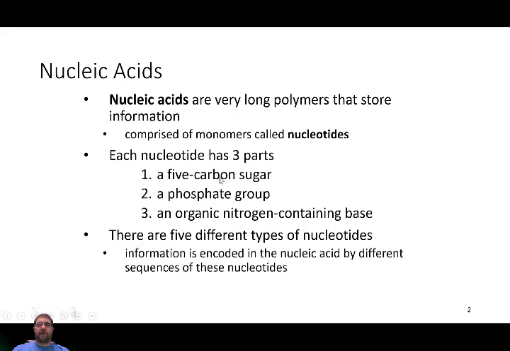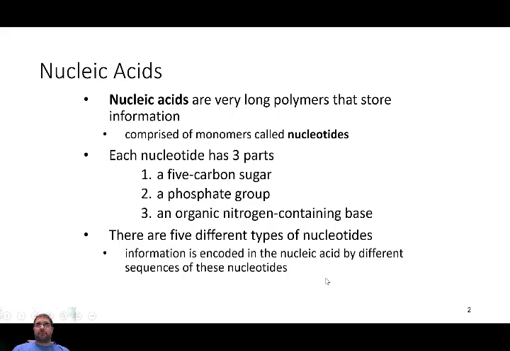If we're talking about RNA, the 5-carbon sugar differs from DNA, but there's no difference between the nucleotides of RNA in regards to the sugar or the phosphate group. So it's that nitrogenous base that changes. There are 5 different types of nucleotides, again, based on the 5 different nitrogenous bases.